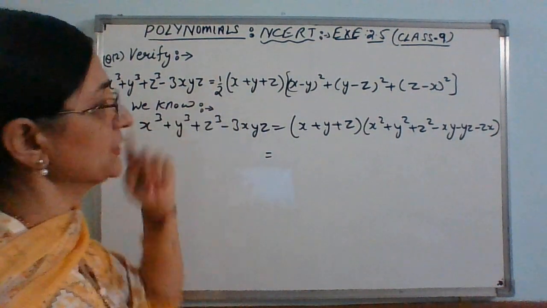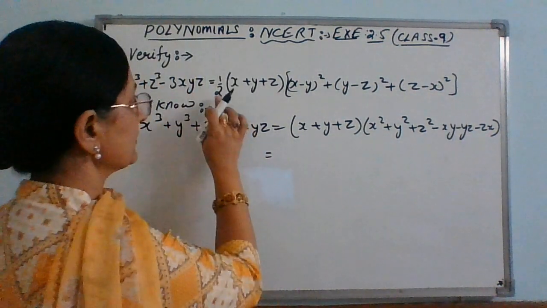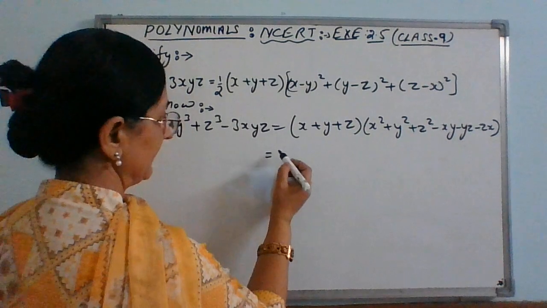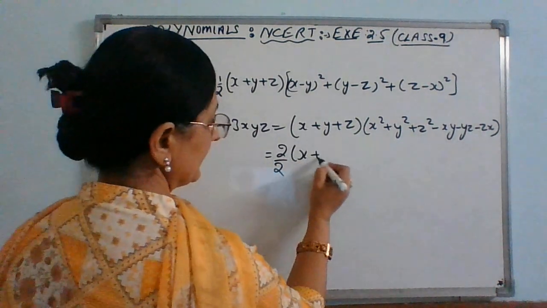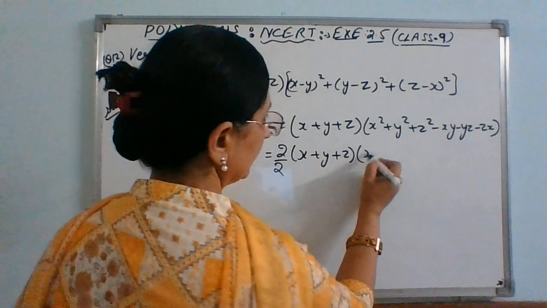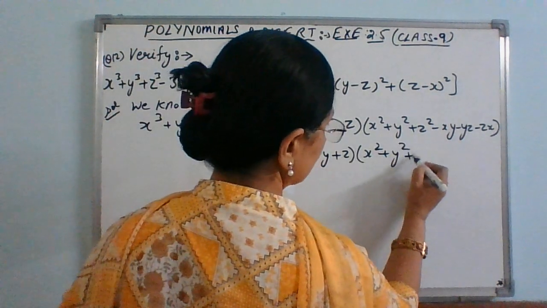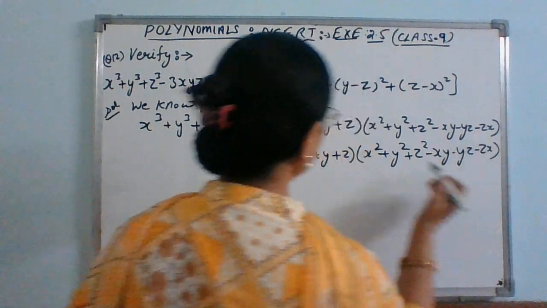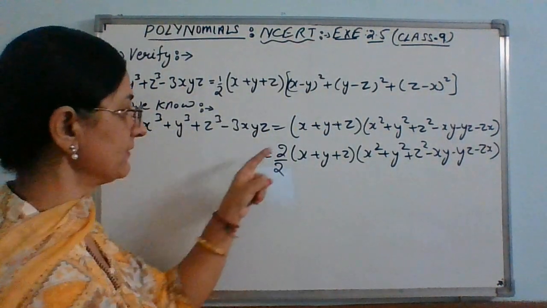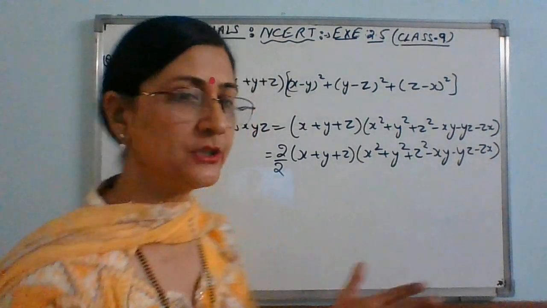So let us take a hint from here. There is 1 by 2, right? 2 is in division. So let us divide and multiply by 2. Dividing and multiplying by 2, the rest I am writing the same: x square plus y square plus z square minus the same formula. I am just copying it, same. I just need this 2 here. So I have just multiplied and divided by 2, right?